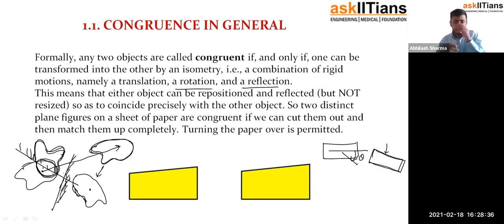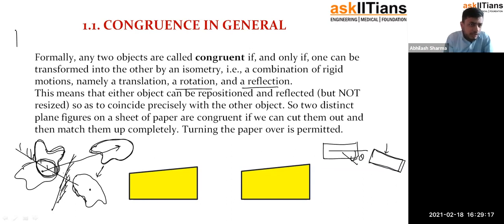So as long as one of the figures can be superimposed over the other, either by translating, or by rotation, or by reflection, or by a combination thereof, then if both of them are superimposing over each other by either of these motions, they will be said to be congruent. Very formal definition we have seen here, but what does it mean basically, from an understanding perspective? It means that either object can be repositioned and reflected but not resized. Very important to understand, we cannot resize.